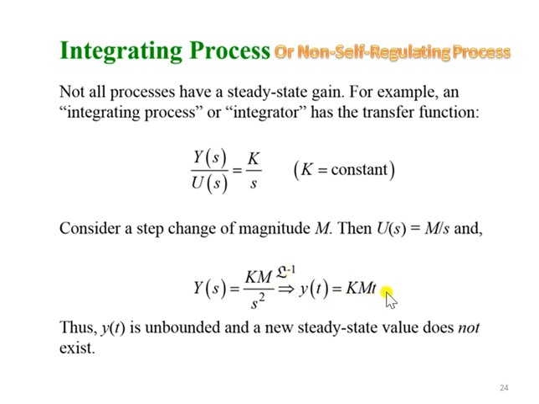This is obviously a linear function with ramp behavior. Therefore, y(t) is unbounded. If we put any signal into the system, the response will increase as time increases, because this equation has a t function over here. So that is why we call it unbounded, and a new steady state value does not exist.